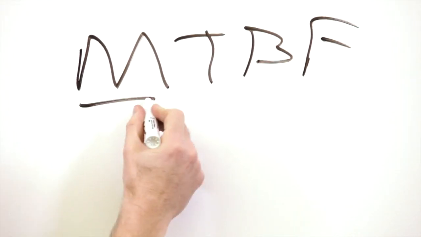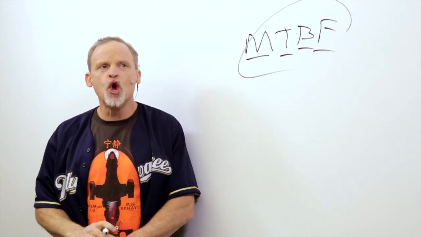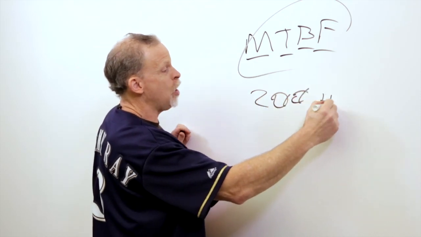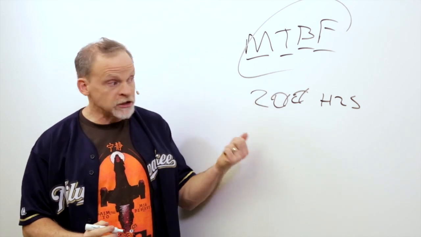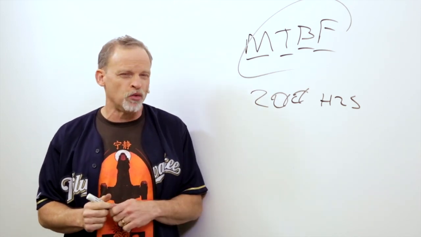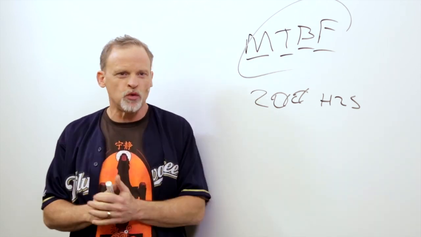MTBF, my mean time between failures, right? And it's usually some humongous number, like 200 gajillion hours. And you're like, that'll last forever, and it's solid state gear, it's going to last a long time. But how realistic is 200 gajillion hours when it comes to equipment out there?